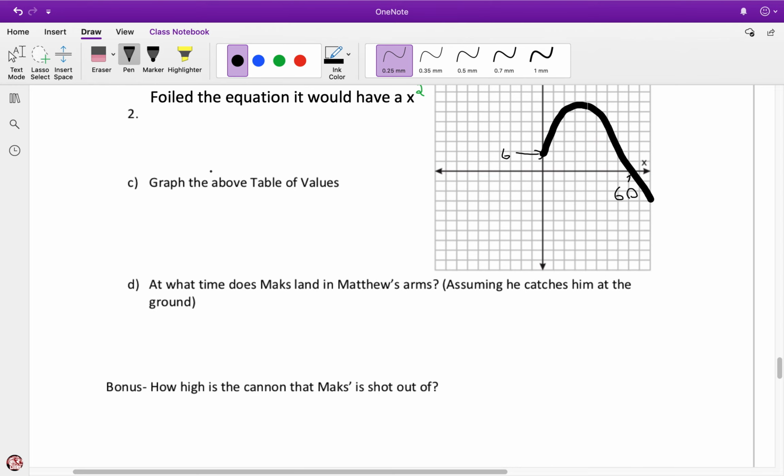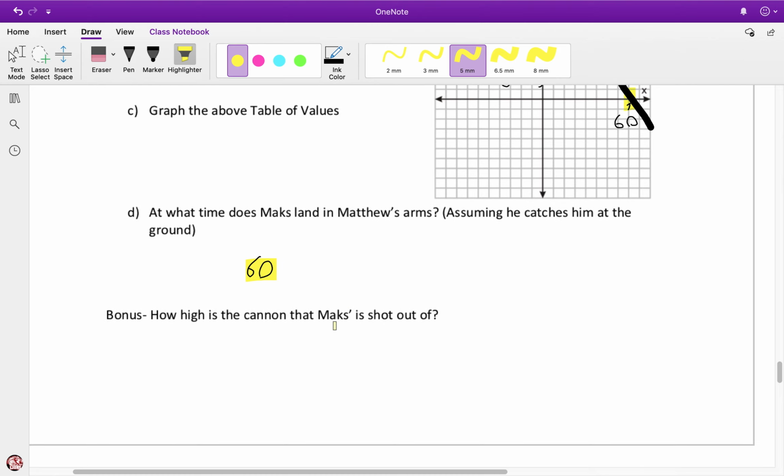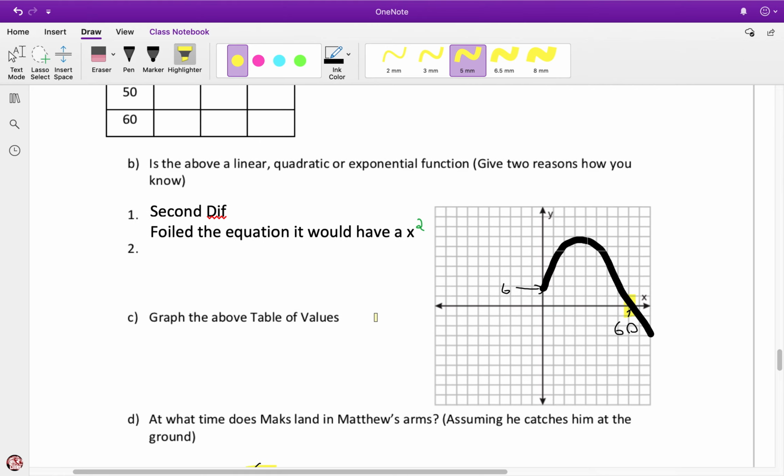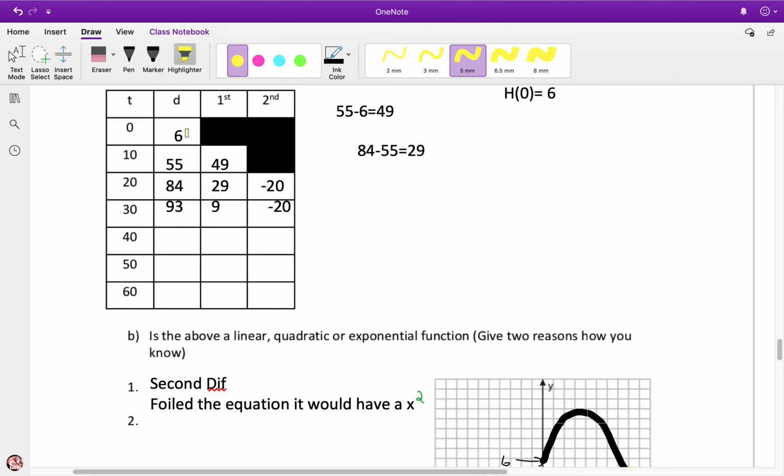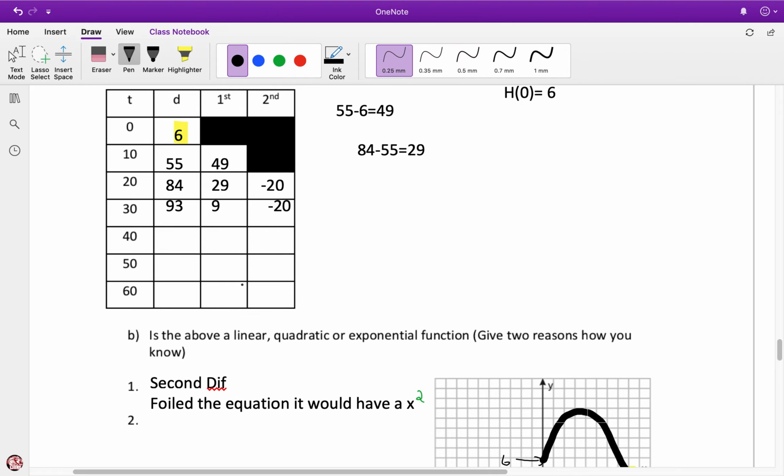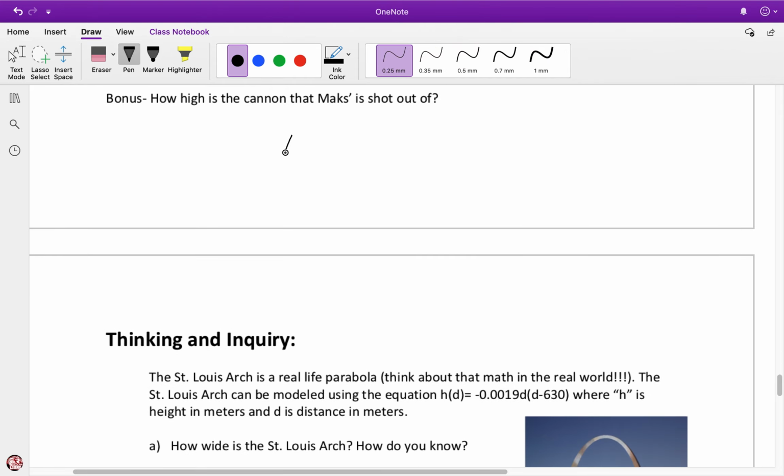At what time does he land? He lands at 60 seconds, because we can see it right here. That's where he lands. Now the bonus is how high is the cannon shot off. So that's at time 0. So the value at 0 would be 6. The bonus marks there would be 6 meters high.